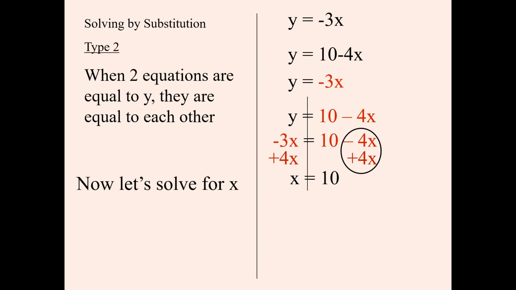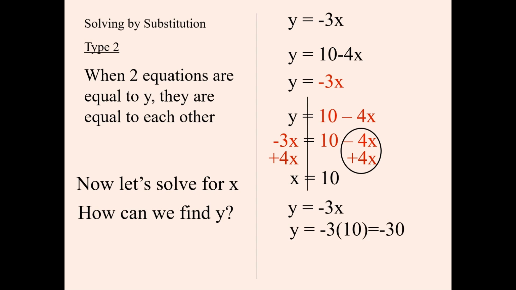But you're not done. You got to take the solution for this, and you need to solve for the y. So y is negative 3x there. I'm going to plug in for the 10. 10 times negative 3 gives me negative 30, and my solution is 10, negative 30.